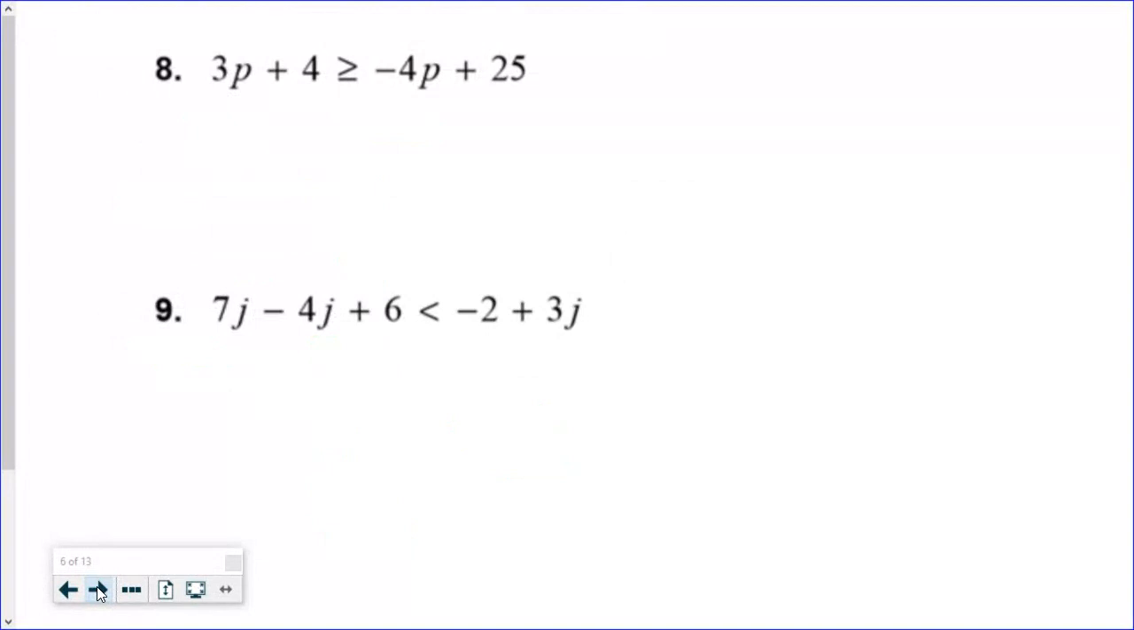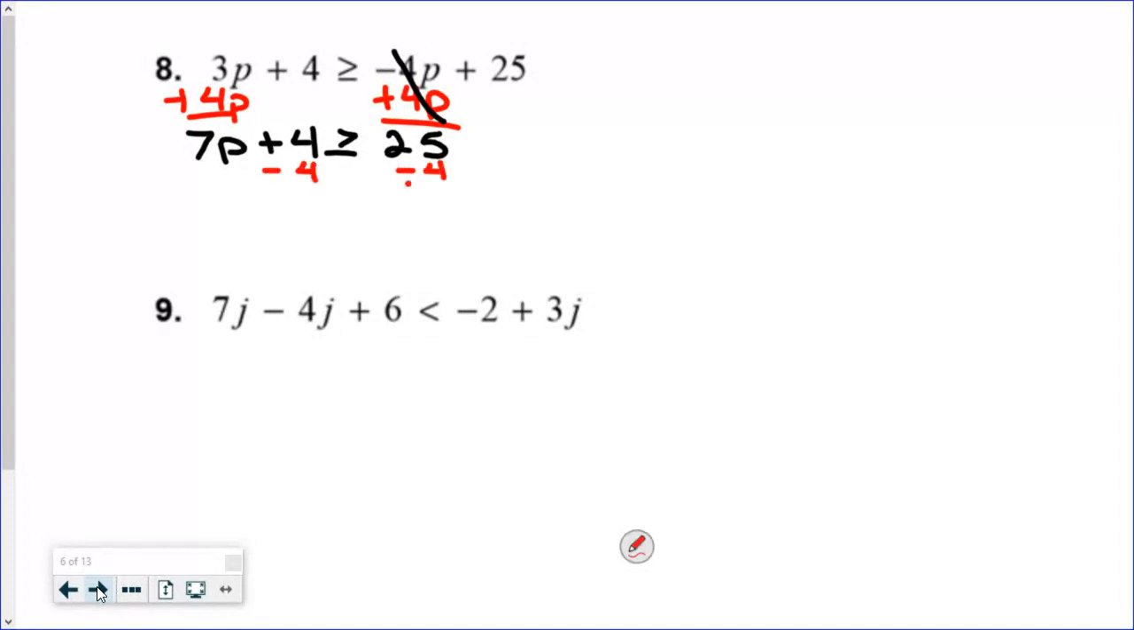Okay, let's do the same thing here. Now, just solve. Here we go. So I'm moving the p's first just by adding or subtracting. Okay, so I have 7p plus 4 is greater than or equal to 25. Okay, I'm going to minus 4, and I got 7p is greater than or equal to 21.